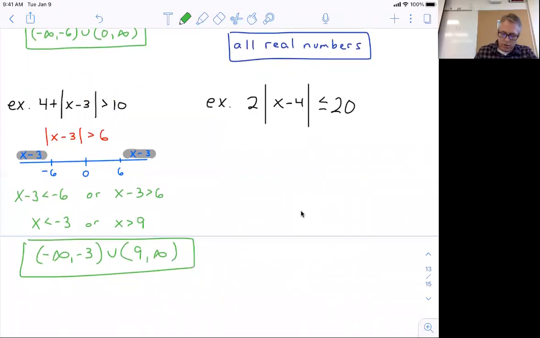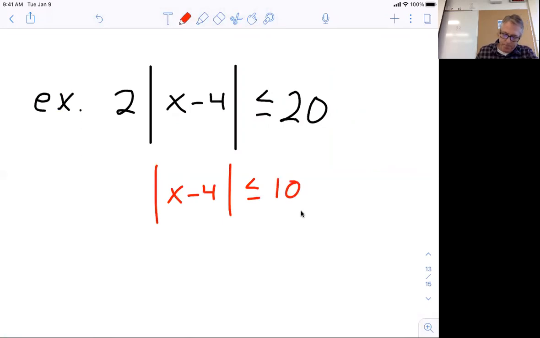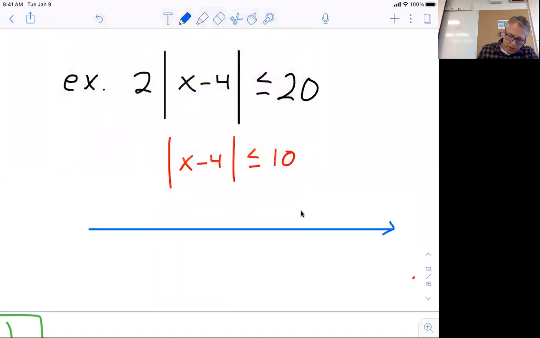All right, let's do this last one here. So I will divide both sides by 2. So I have the absolute value of x minus 4 is less than or equal to 10. And so now I want my distances less than 10. So like 9, 8, 7, or -9, -8, -7. So less than 10 units away from 0.